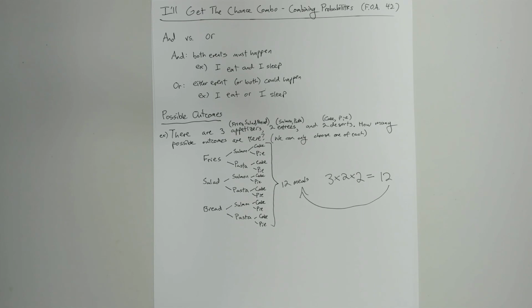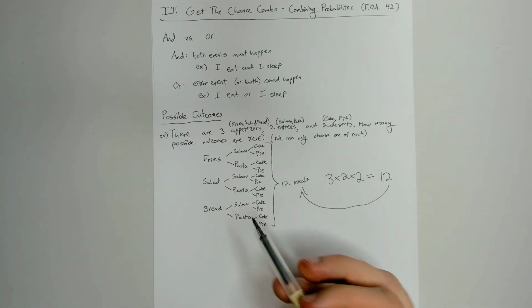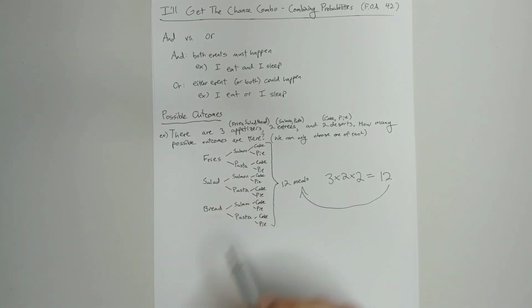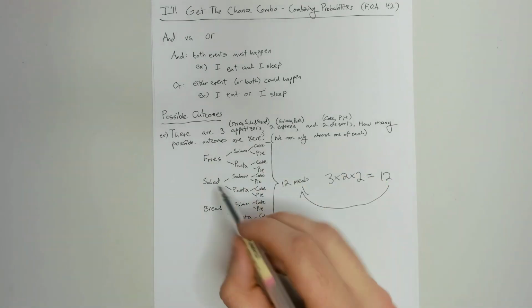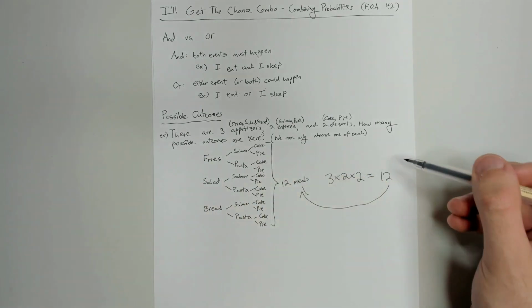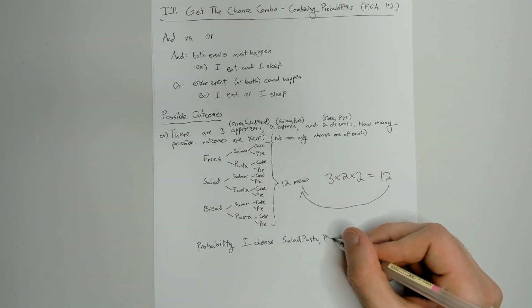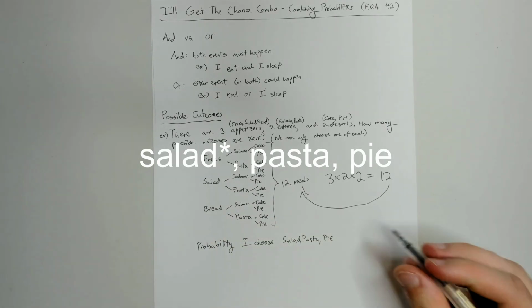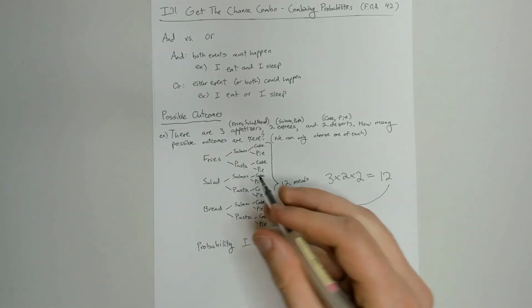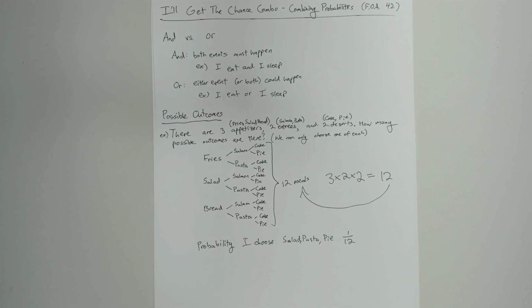What if I wanted to figure out the probability that I choose one of these meals? So what would be the probability that I get salad, salmon, and then pie? Well, that's basically one of the paths out of the 12 possible outcomes, right? So the probability I choose, let's say, salmon, pasta, pie, that is going to be one of those routes out of the 12 possibilities, right? But here's another way we could look at it.